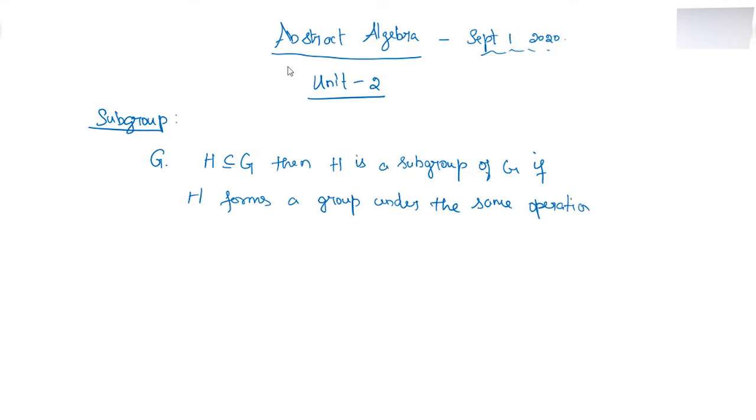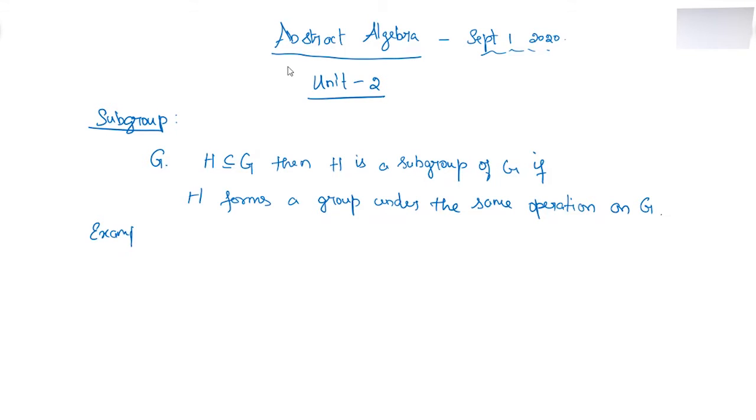If G is a group under addition, then H should also form a group under addition. If G is multiplication, H should form multiplication. If G is addition, H should not form a group under multiplication. Then we cannot say that H is a subgroup of G. So this is the actual meaning of subgroup. Next, let us get some examples.